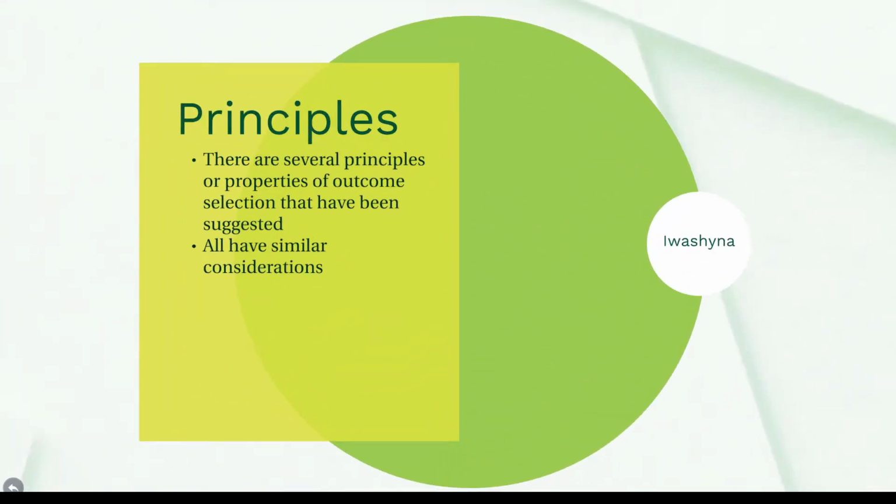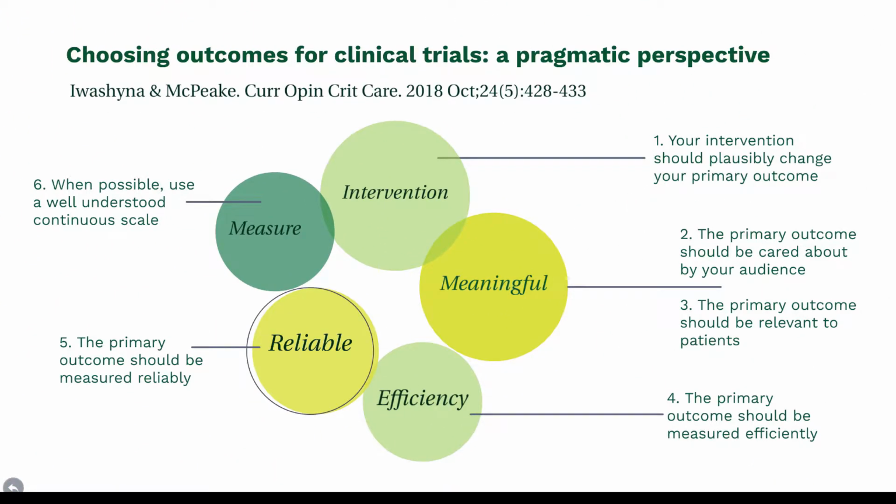So there are several principles or properties of outcome selection that have been suggested, and all have similar considerations to the ones that I've just discussed. There is a paper that was published recently in Current Opinion in Critical Care in 2008 that lists 6 principles for choosing a clinical trial outcome. Your intervention should plausibly change the primary outcome. The primary outcome should be cared about by your audience, and the primary outcome should be relevant to patients.